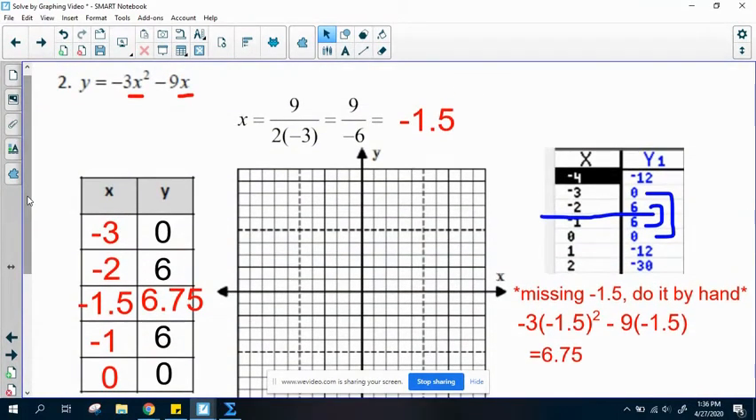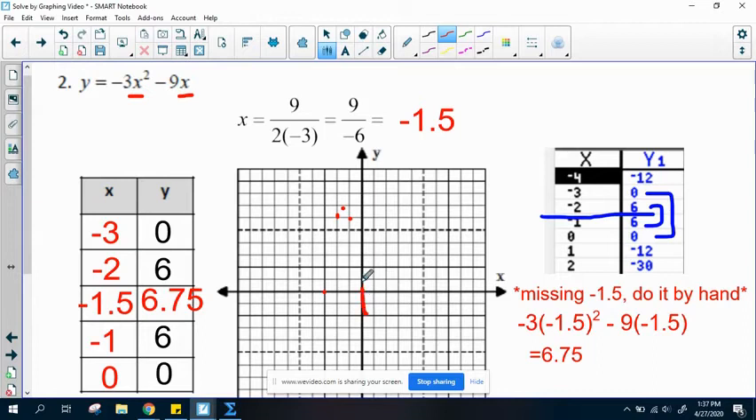So after you get all the data, you get your x's and y's, you just have to plot your points. So -3 is at 0. -2 is at 6. For -1.5, I'm going to go to -1 and then go halfway up. And 6.75 is almost 7, so I'm just going to go right there. And then -1 is at 6, and then you're at 0, 0.